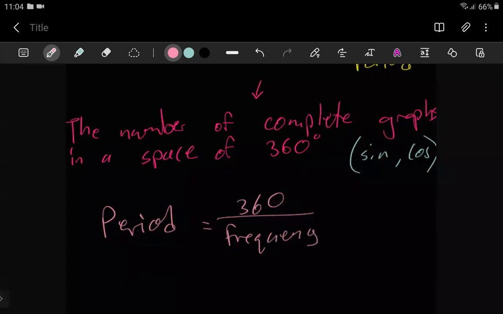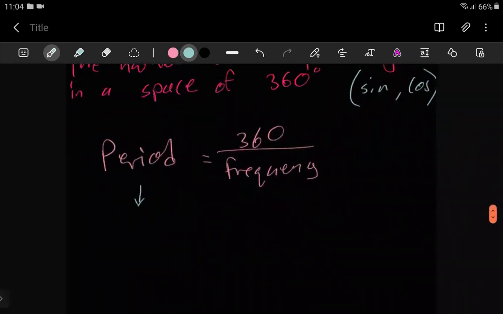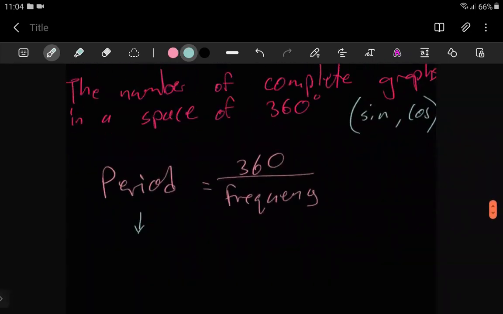If you need to work out the frequency, you just take the 360 and you divide it by the period. Now the idea is the period also has its own definition, which is also simple to remember. The period is the number of degrees it takes to get a complete graph.